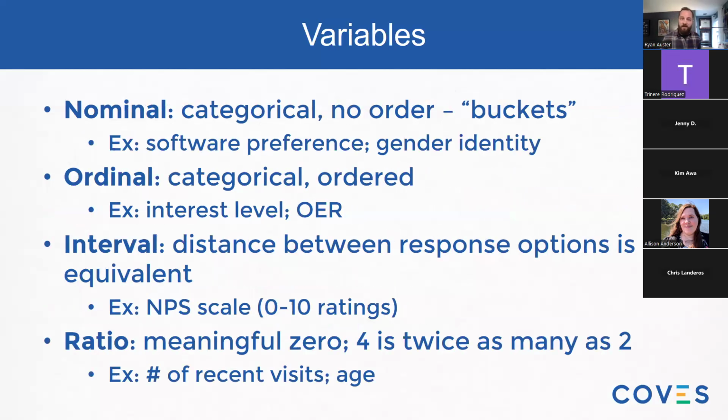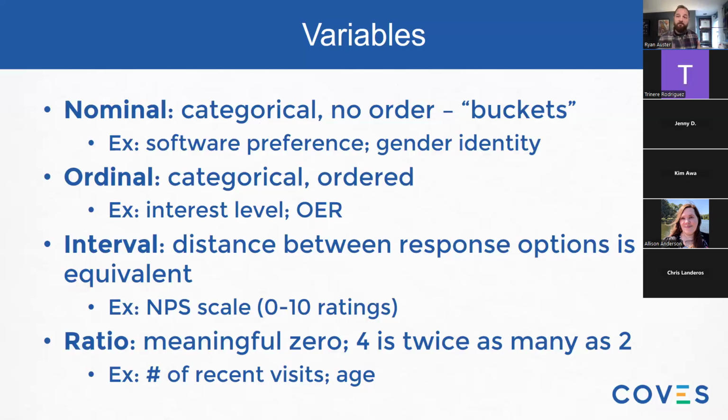Those variables that I mentioned, nominal, ordinal, interval, and ratio, they do go in that order. Nominal is the most basic. We can think of that like buckets. The software preference question that you answered on the planning survey is an example. SPSS is not greater than or less than or higher or lower on a scale than Excel. It's just a different bucket that you were able to select. Gender identity is also one of these. Regardless of how many categories there are, you can be in one, you can be in many, but they're not ordered in any way.